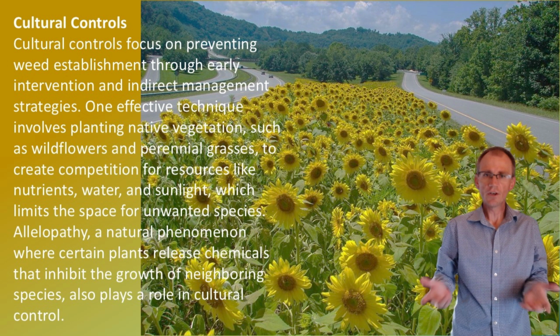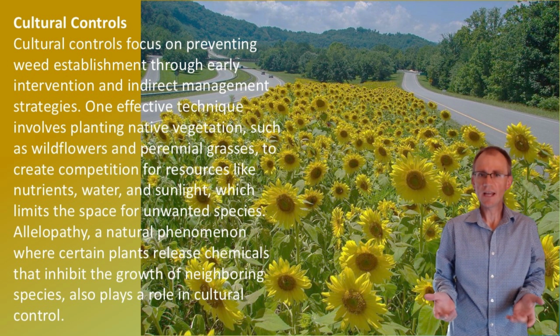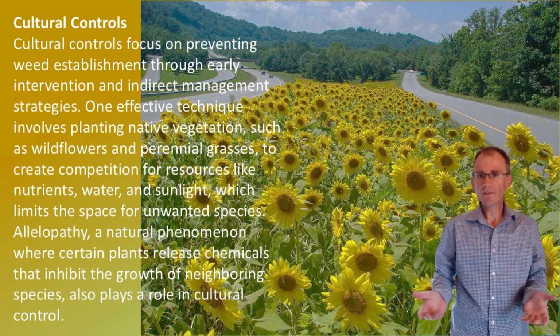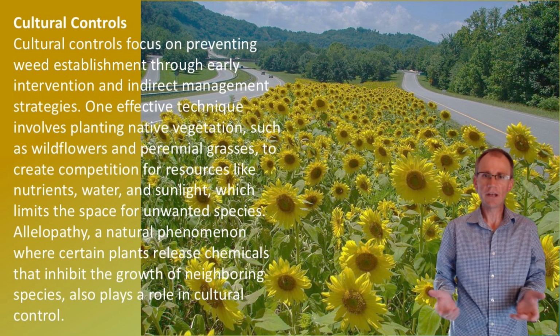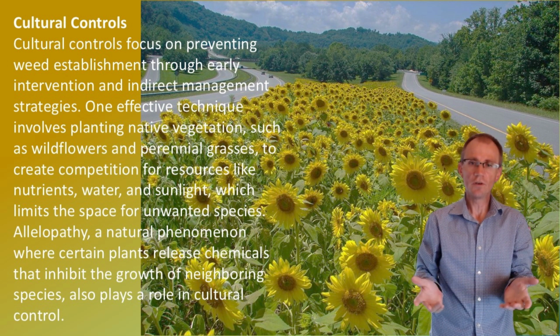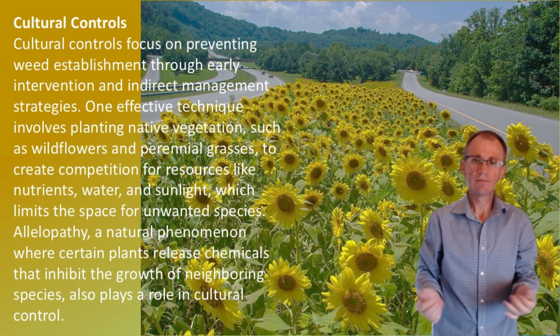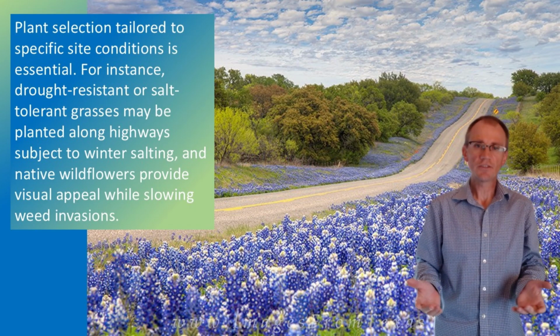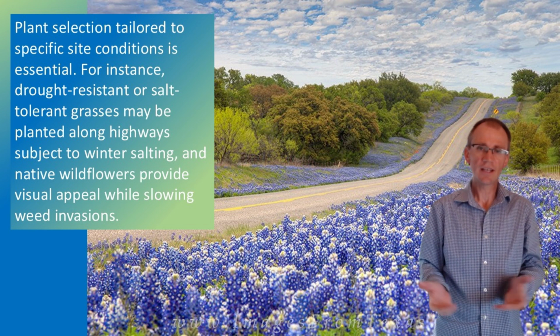Cultural controls. Cultural controls focus on preventing weed establishment through early intervention and indirect management strategies. One effective technique involves planting native vegetation, such as wildflowers and perennial grasses, to create competition for resources like nutrients, water, and sunlight, which limits the space for unwanted species. Allelopathy, a natural phenomenon where certain plants release chemicals that inhibit the growth of neighboring species, also plays a role in cultural control. Plant selection tailored to specific site conditions is essential.